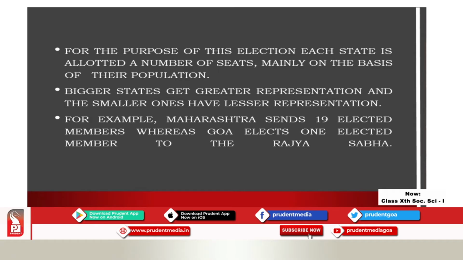Now, for the purpose of the election, each state is allotted a number of constituencies or number of seats, mainly on the basis of population. It means a state which has more population, the most populous state, will send more people to the Rajya Sabha, and the states which have lesser population will send a smaller number of people to the Rajya Sabha. For example, Maharashtra sends 19 members to the Rajya Sabha. On the other hand, Goa sends only one person to the Rajya Sabha.